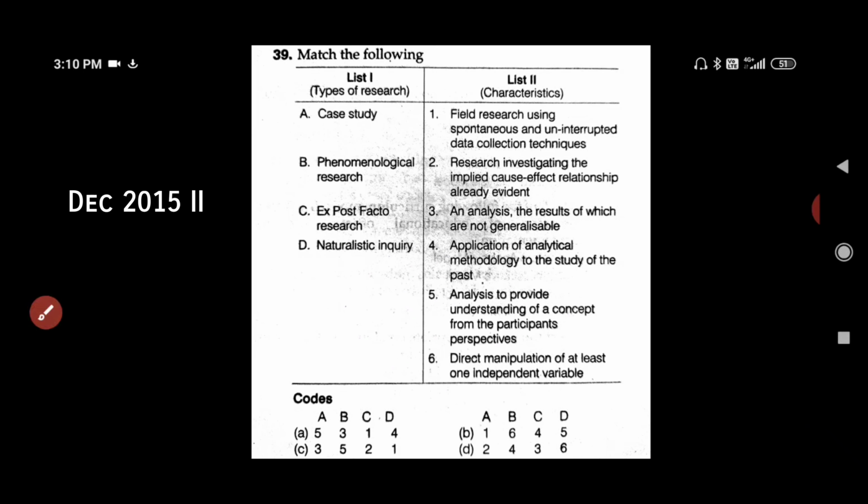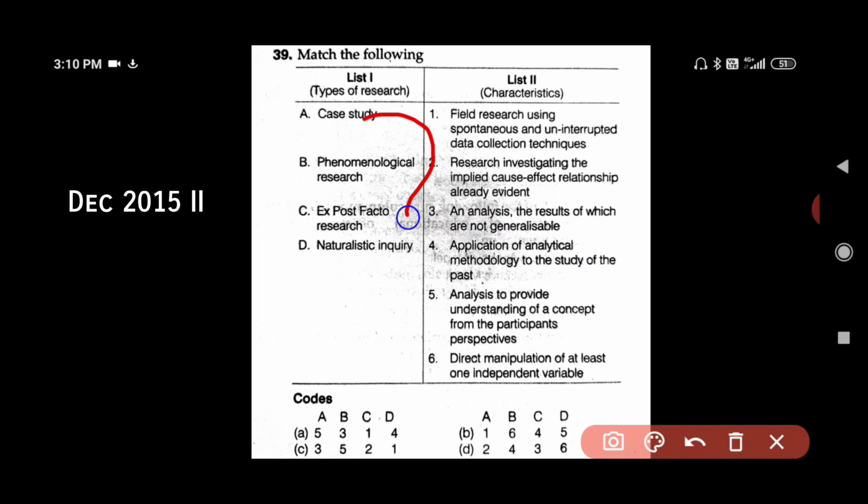So we have another match the following. Case study. It is an analysis, the results of which are not generalizable. So whatever findings of this case study are, they cannot be generalized. They belong to that particular individual or organization under study. Okay, so it's very particular and cannot be generalized.